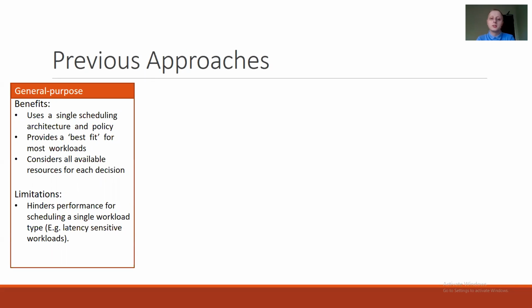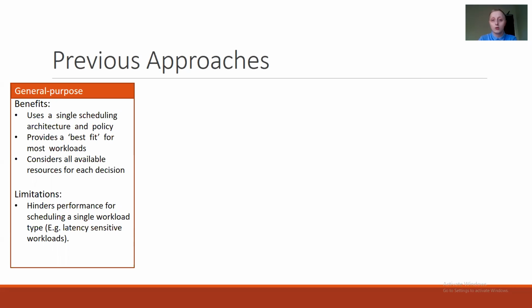Previous approaches can be split into four categories. The first, general purpose approaches, use a single architecture or policy, providing a best fit for most workloads, and consider all available resources for each scheduling decision, providing high quality scheduling decisions that the entire cluster may be considered for the placement of jobs. However, this hinders the performance for latency-sensitive workloads, as there is a set of overheads applied to all workloads.